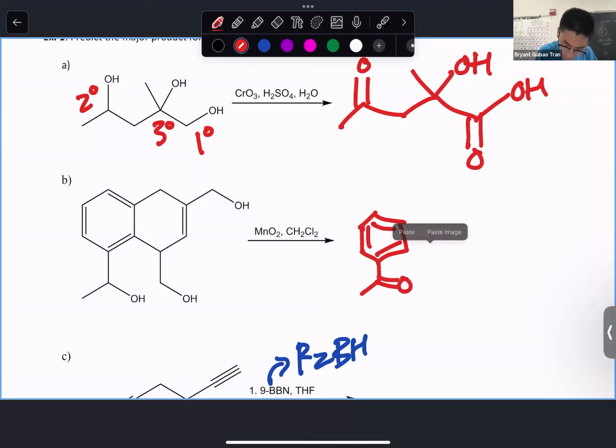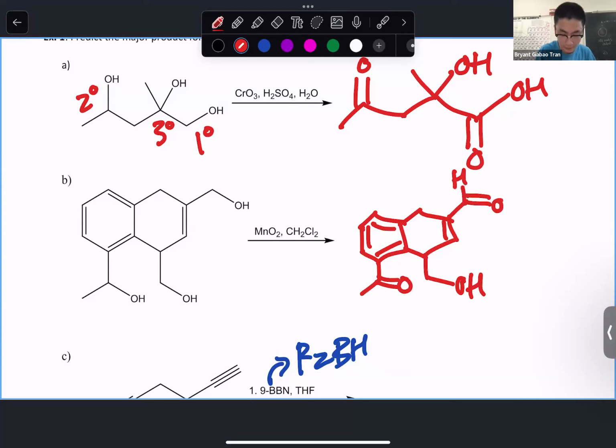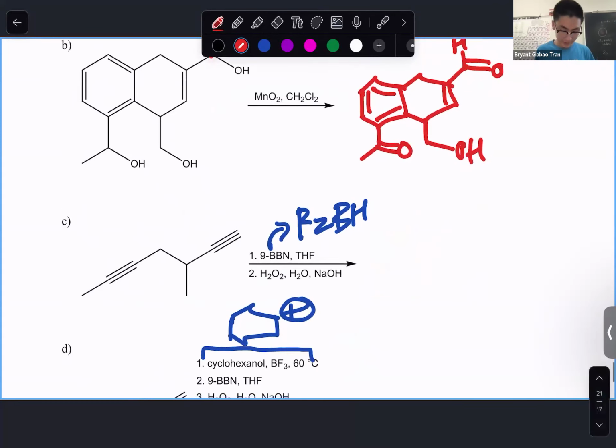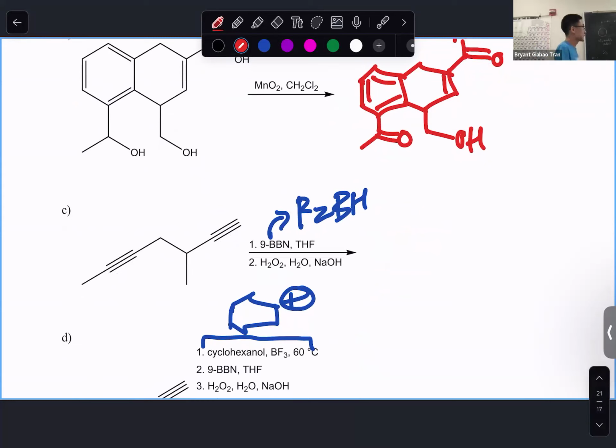Right, that oxidizes to a ketone. This one here stays as an alcohol. This allylic alcohol gets oxidized to a carbonyl, where that carbonyl is an aldehyde because of this hydrogen right there. Okay. What is the reaction of the third reaction here?